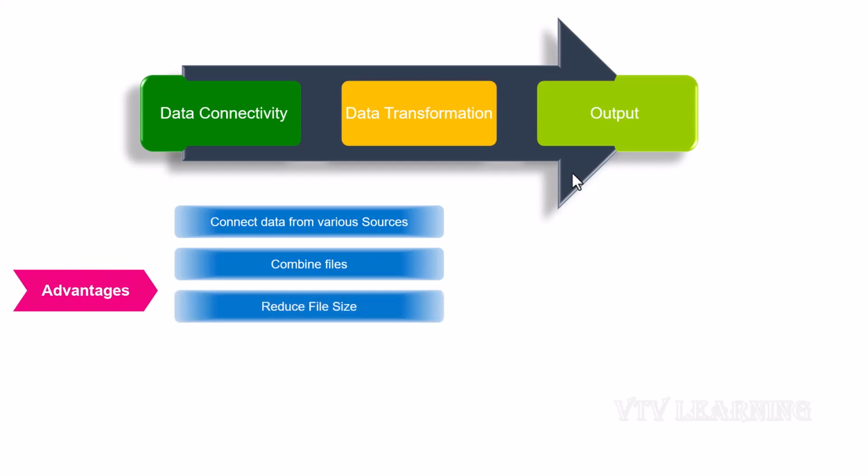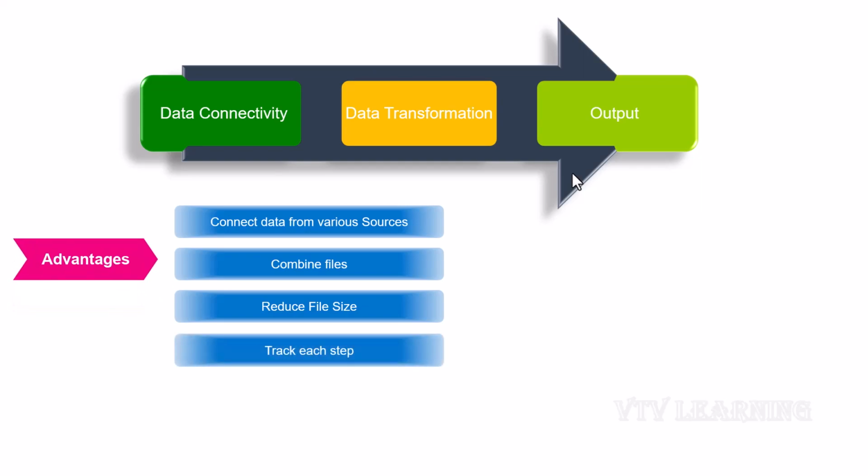Next one, reduce file size. By using Power Query, we can reduce the file size. We have various options to reduce the file size, which means we can keep the source data in a separate folder, and we can use the output, which is a pivot or table, in a different file. So the file size will be drastically reduced.